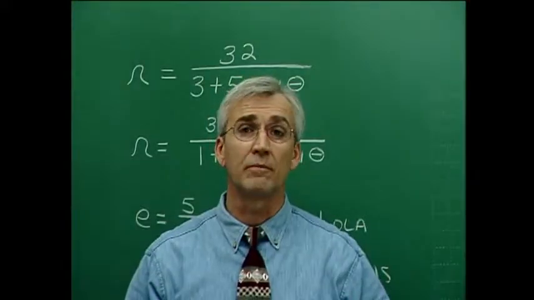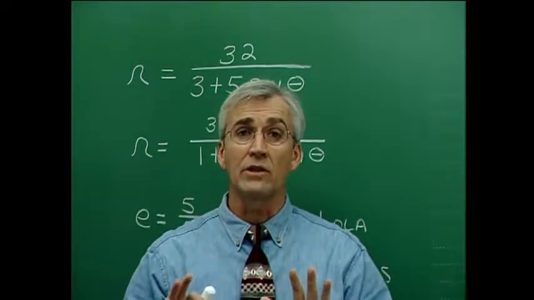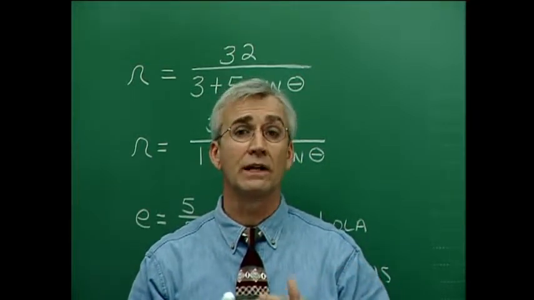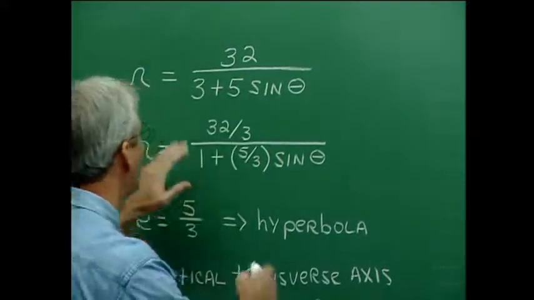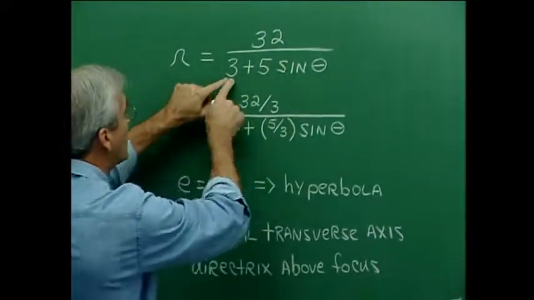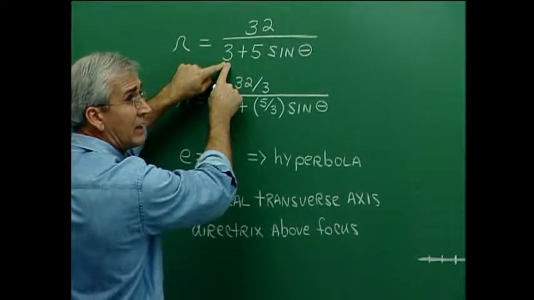When we first look at a polar equation of a conic section, we need to write the equation in standard form in order to identify the kind of conic we're dealing with. In this problem, for example, we're not in standard form because this item needs to be a 1 for us to have standard form.